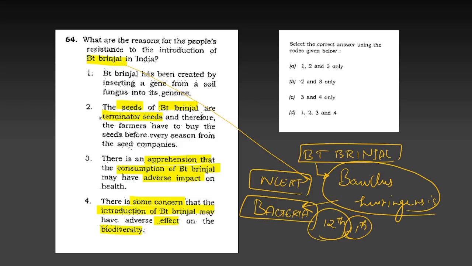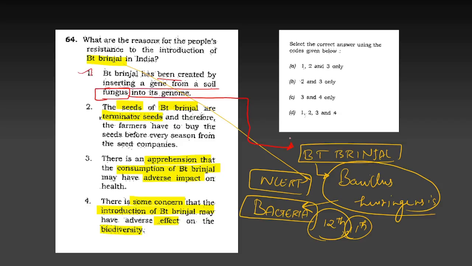I know that it is a bacterium. That's it. Then I go into the answer. BT brinjal has been created, okay, see, first word, "has been created by inserting a gene from soil fungus." Only one word, this is the key word.